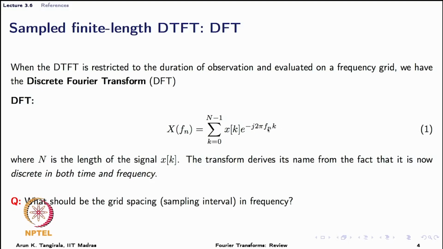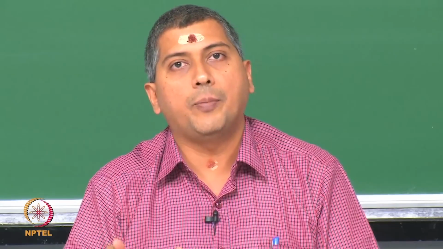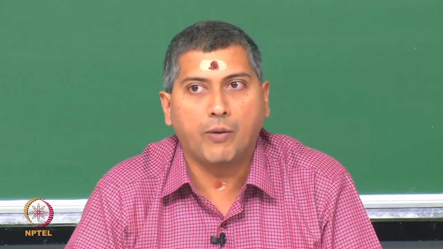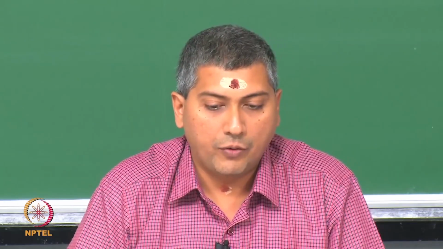I replace f with f subscript n, and I restrict the limits of summation to lower limit 0 and upper limit N minus 1. That is a convention that we follow. You have to be careful. In software packages, the starting index is n equals 1. So, you have to adjust the code for the computation of DFT accordingly. Now, here N is the length of the signal.